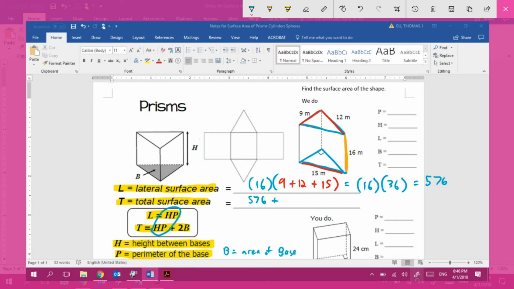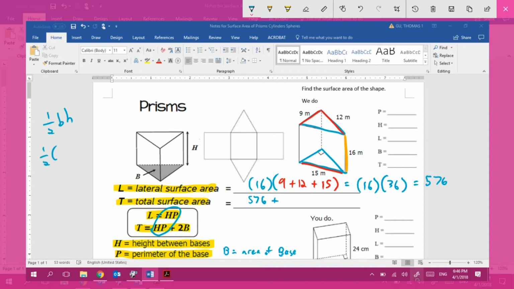So we're going to find the area of my base. Now what is my base here? My base is the triangle. So I want to find the area of that triangle. What is the formula for area of a triangle? It's 1/2 times base times height. So I'm going to substitute my values in here, 1/2. What's the base of my triangle?